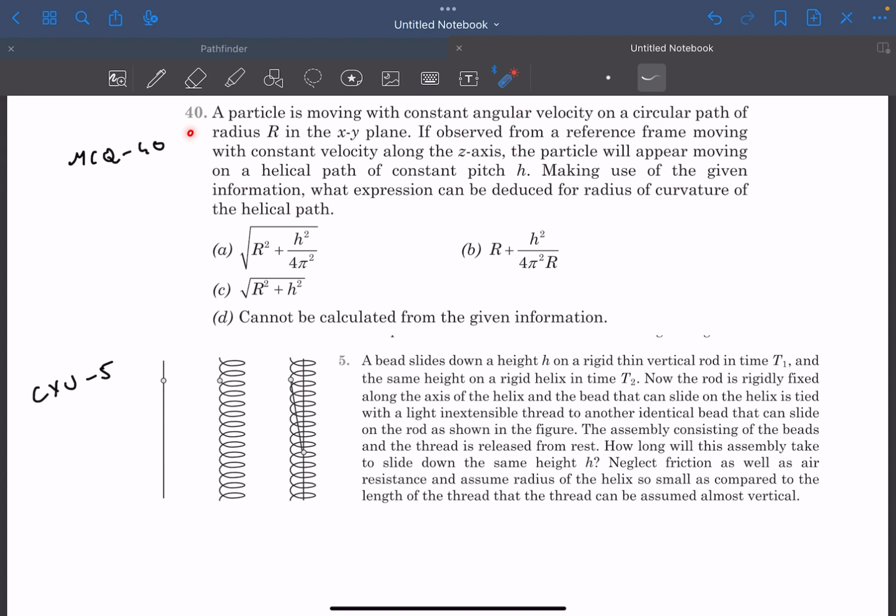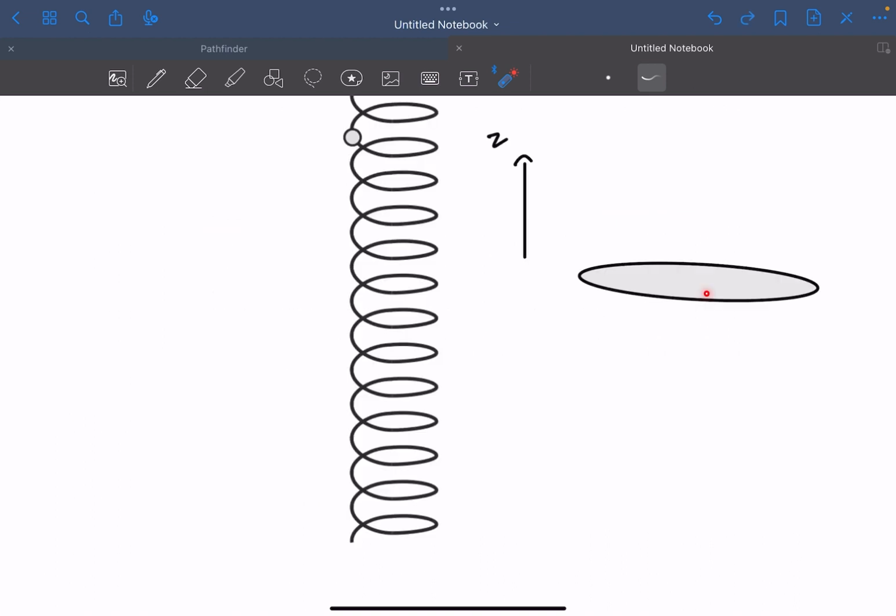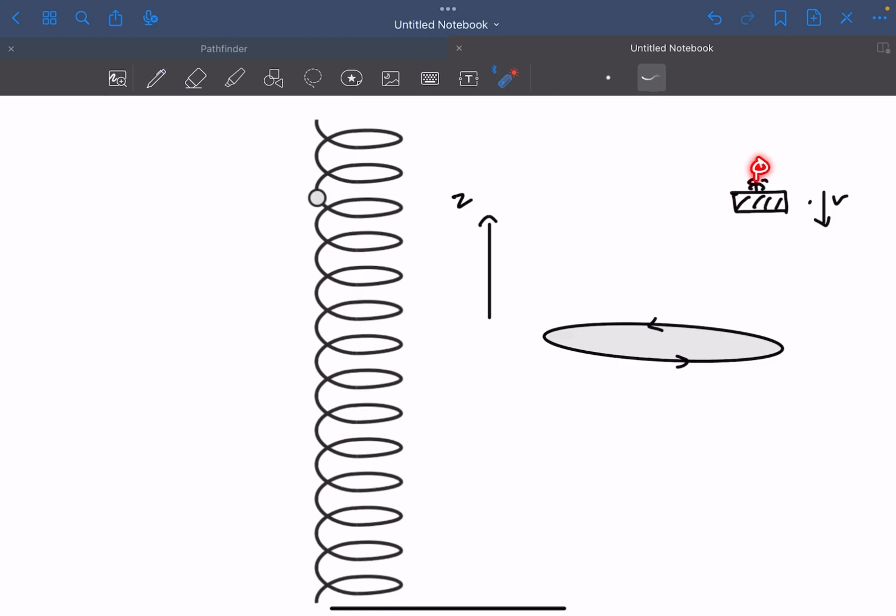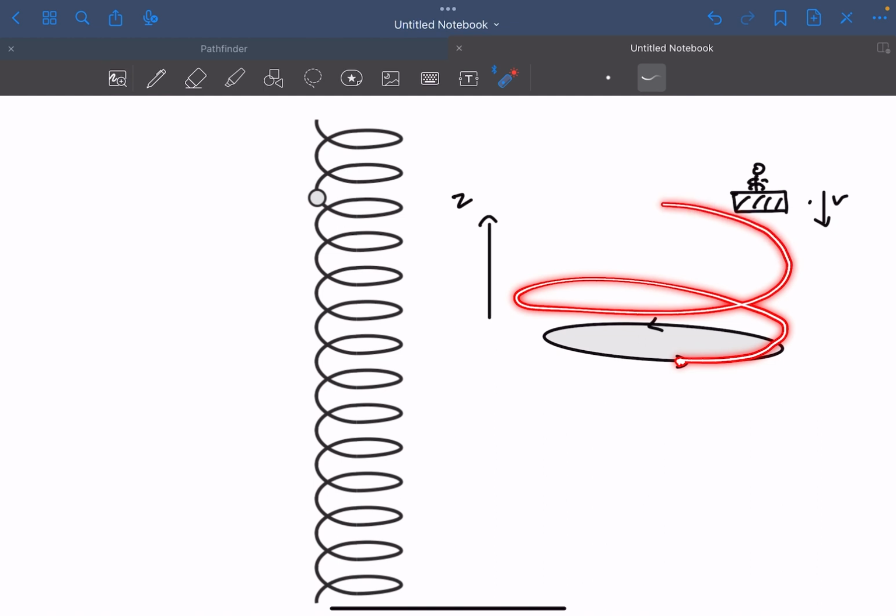So let's begin with problem number one. In problem number one, we basically have to find the radius of curvature of the helical path. Let's say there is some particle that is performing circular motion in the XY plane, and the Z axis is perpendicular to the plane of the circle. Now, if we consider a frame of reference moving down with a velocity of V, then to a person standing on this reference frame, this particle will appear to move in a helix.